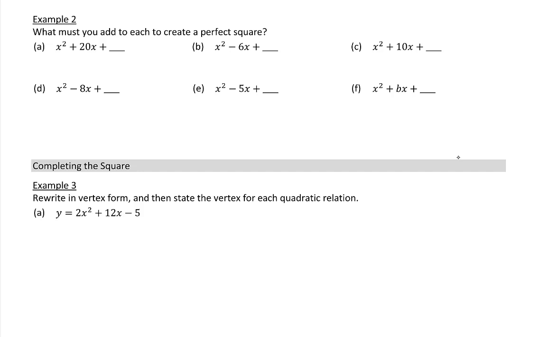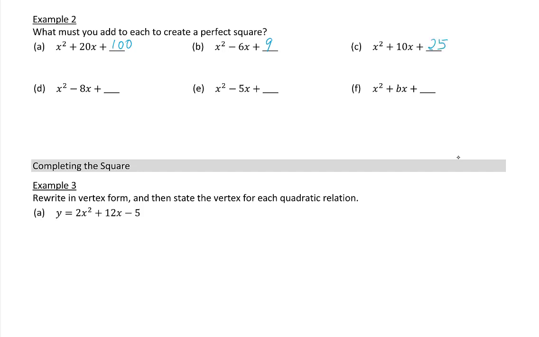So take a minute now, pause the video, and try this out. So hopefully you've tried these out yourself. So I'm going to tell you the first one. It's going to be 100. The second one is going to be 9. And the next one is going to be 25.